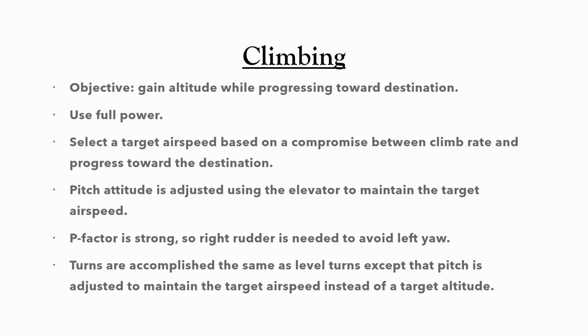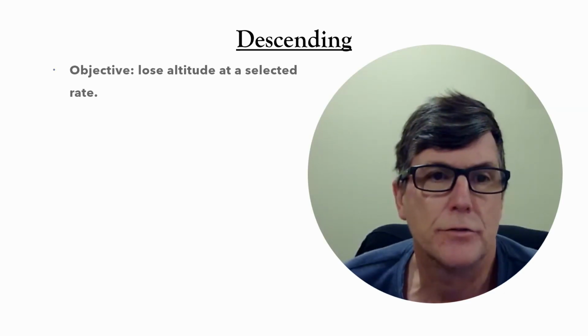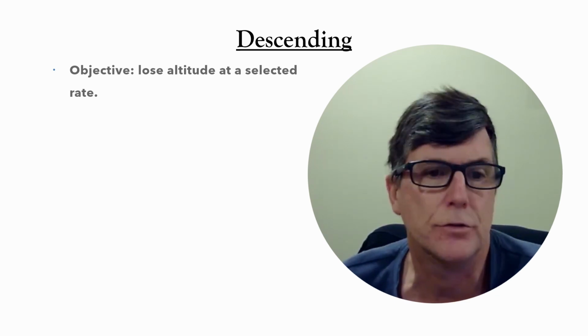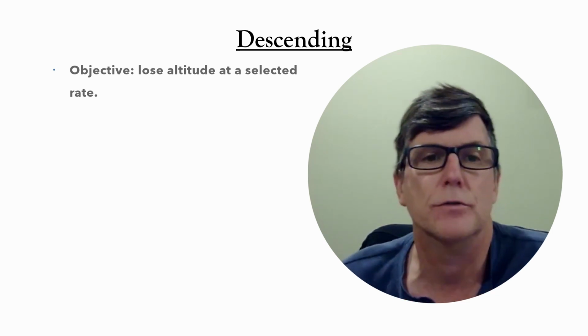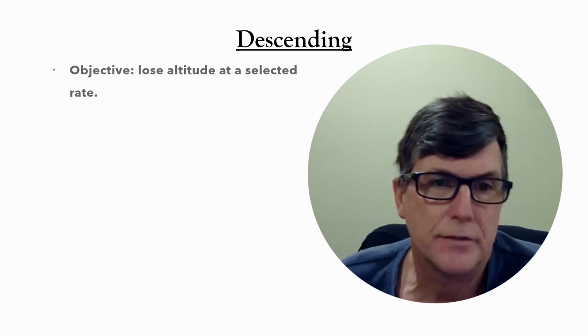We use a descent to get from our cruising altitude to traffic pattern altitude, or to change from one cruising altitude to a lower cruising altitude. Descending within the traffic pattern will be discussed on the next slide.